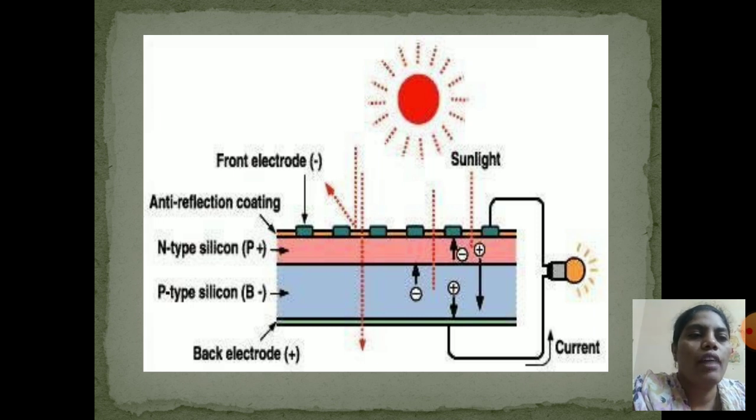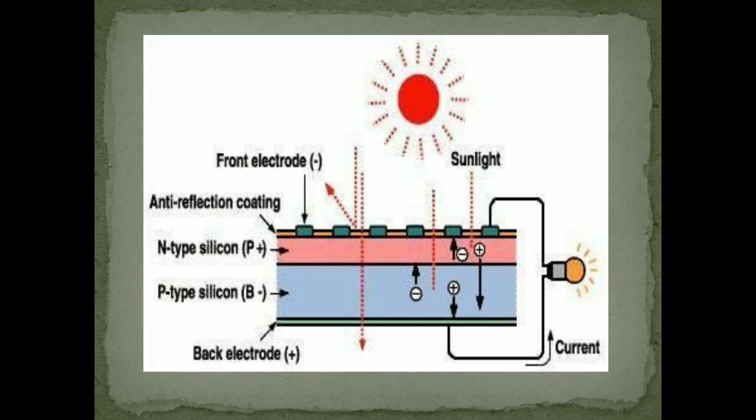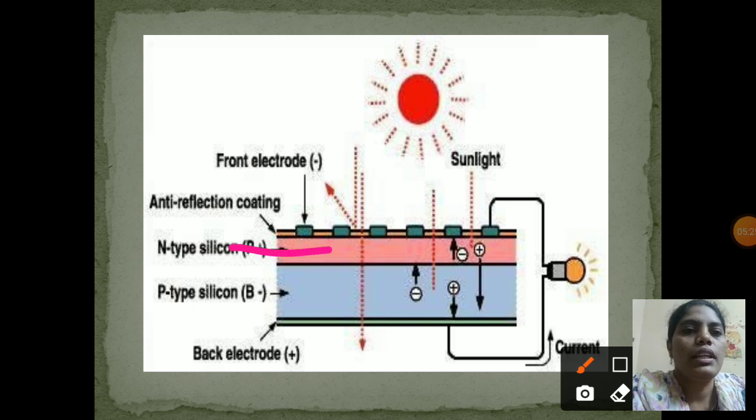On the top, we are having n-type. So this is n-type, and this is p-type. For n-type, we connected electrodes and also anti-reflection coating. We can see the sunlight which directly falls on n-type silicon, and electron hole pairs are generated.